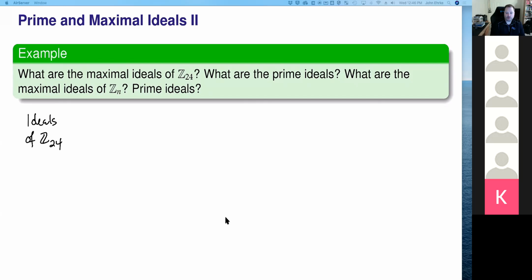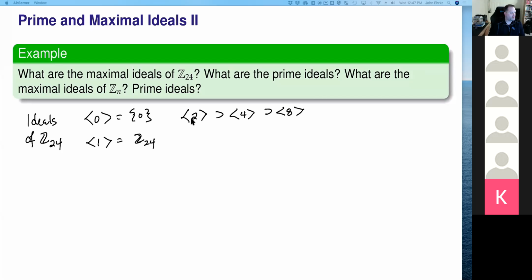So the ideals of Z24 are, obviously, 0, which is just the 0 element. If you have the ideal generated by 1, then that's all of Z24, right? Those are kind of the trivial cases. What about the ideal generated by 2? Well, the ideal generated by 2, that's all of the even elements. Clearly, that contains the ideal generated by 4 and the ideal generated by 8.